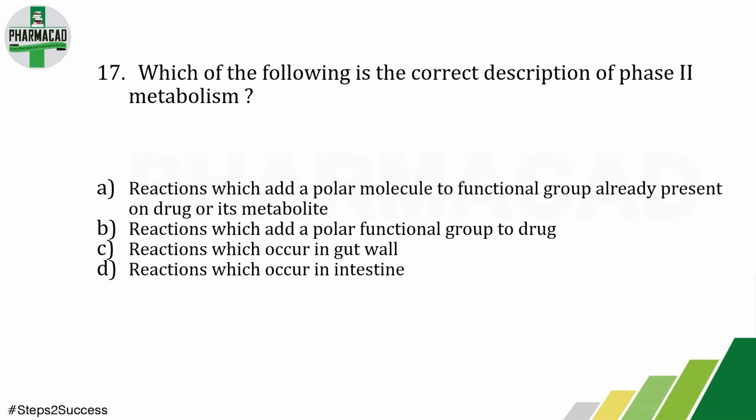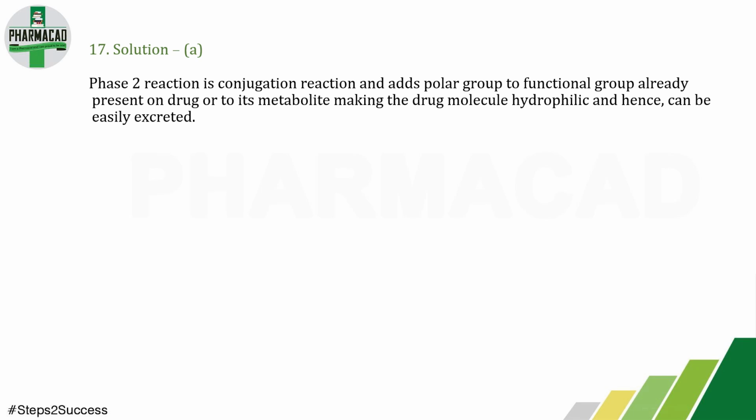Next, which of the following is the correct description for phase 2 metabolism? Let's see the true statement. Options include: the reactions which add a polar molecule to a functional group already present on the drug or its metabolite. Next, reactions which add a polar functional group only to the drug. Next, reactions which occur in the gut wall, and reactions which occur in the intestine. Among the four statements, the first is the true one, hence the solution here is option A. The phase 2 reaction is a conjugation reaction and it adds the polar group to a functional group already present on the drug or its metabolite.